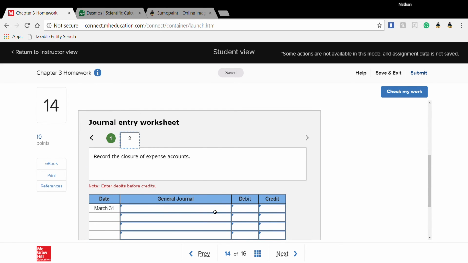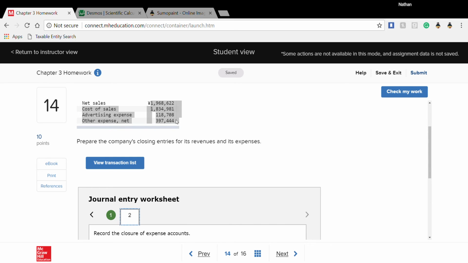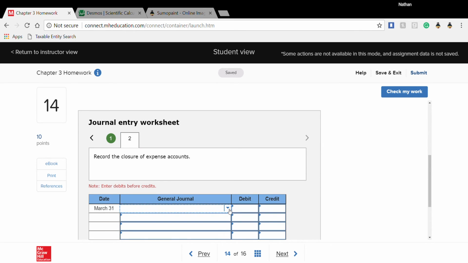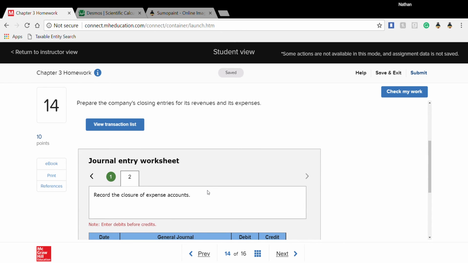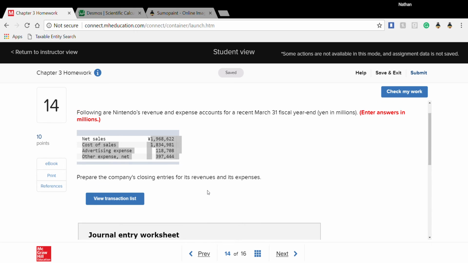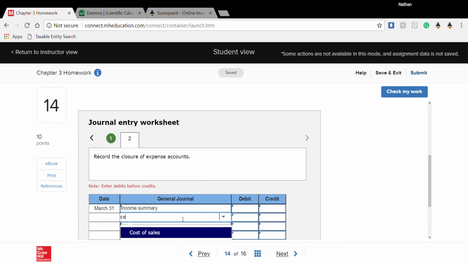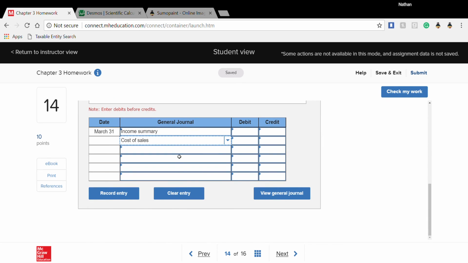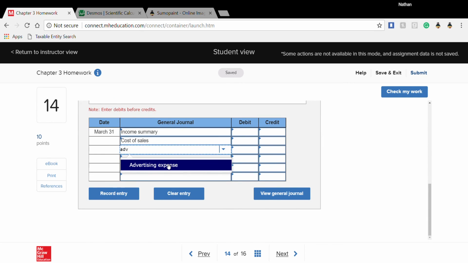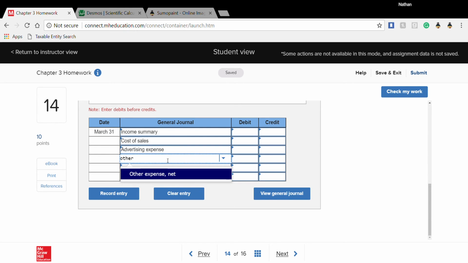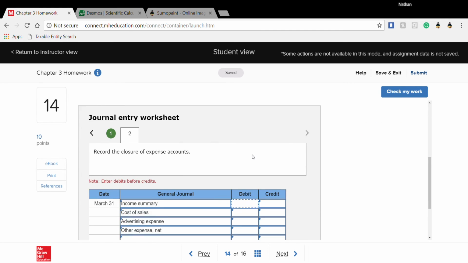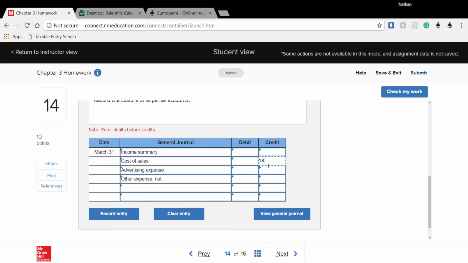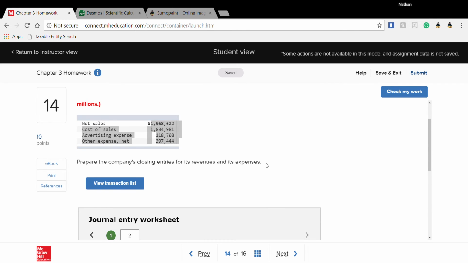The second part is dealing with expenses. So it's the last 3. With that, income summary is always going to be first. We don't know the amount for income summary yet. We just want to list our expenses: cost of sales, advertising, and other expenses. And basically we just put in the amounts, 1,834,981.